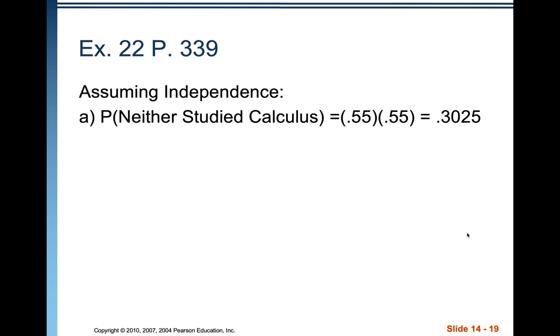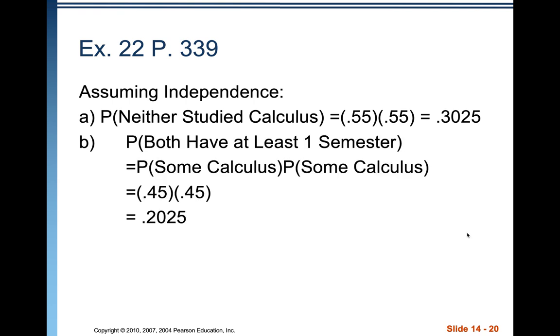Assuming independence, we can find the probability that neither of the 2 individuals studied calculus, and so that's going to be 0.55 times 0.55, which is 0.3025. Both have at least 1 semester of calculus, so that's going to be the probability of some calculus times the probability of some calculus. And so 0.45 times 0.45 is 0.2025.